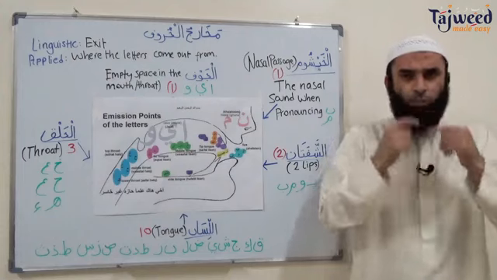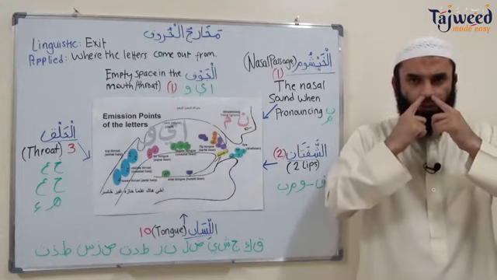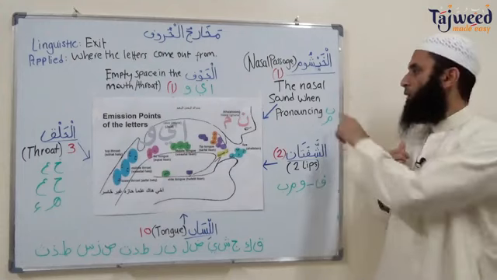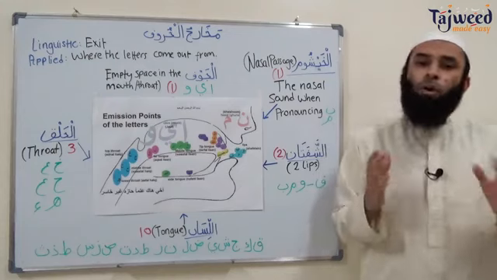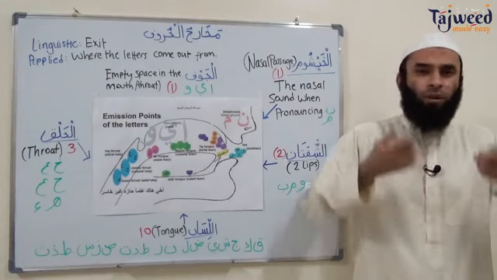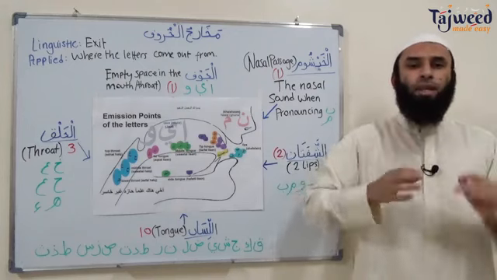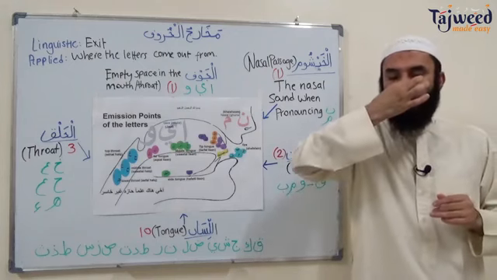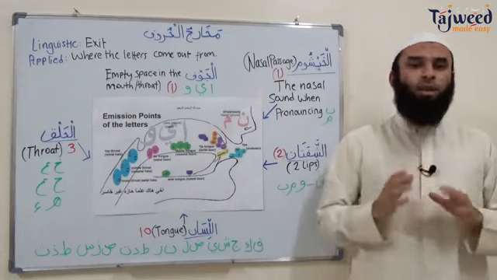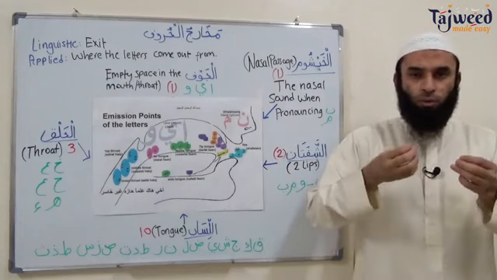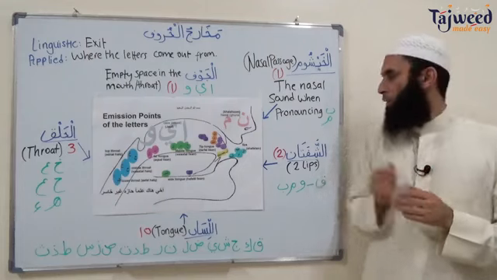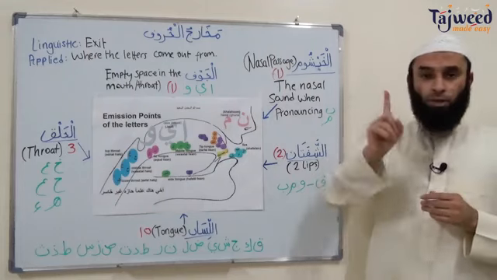Al-Khayshum, which is the nasal passage, the sound that comes from the nostrils here going downwards. Noon and mim. It's impossible to pronounce noon and mim without having a natural sound that comes from the nose. So if I say amma yatasal, amma, see that nasal sound? It is impossible to say noon or mim without that sound. So 2 letters, 1 makhraj point.